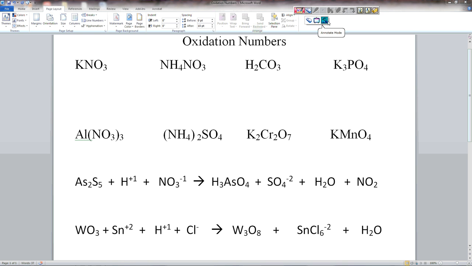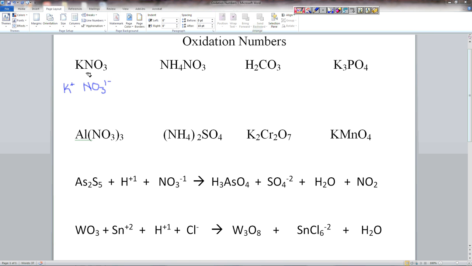Oxidation numbers. With oxidation numbers, your life becomes a little bit easier if you just understand a couple of shortcuts. These shortcuts usually involve compounds with polyatomic ions, because these are the ones where the charge gets a little bit interesting. So what you usually should do is separate the ions. K we know is a positive 1 because it's group 1. NO3 is negative 1 because that's the charge on nitrate.